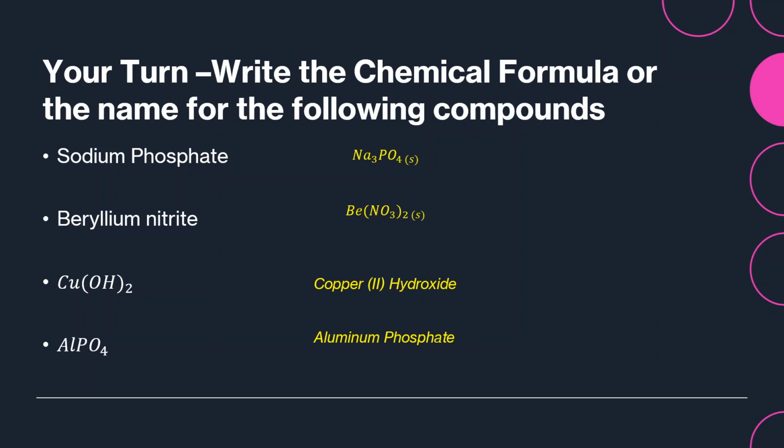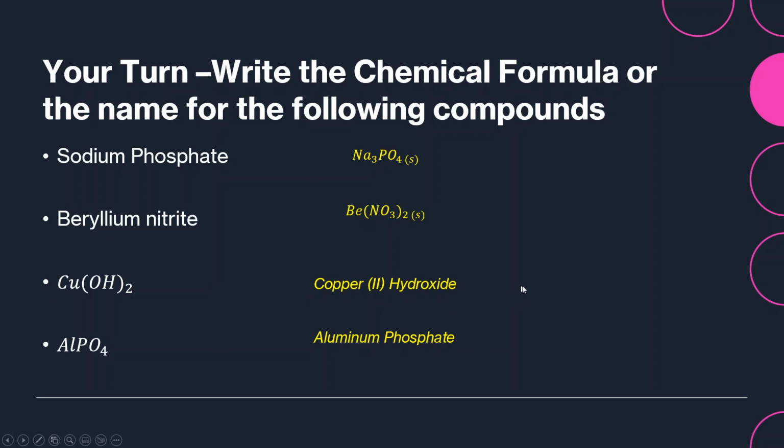So here are the answers for your practice questions. Sodium phosphate is Na3PO4. So we needed 3 sodium to balance that phosphate ion. Beryllium nitrite, and I'm actually just seeing here, I have an error. This is not NO3. This should have been NO2. So if you put NO2 there, that's actually correct. NO3 is nitrate. So this is Be, and then we needed 2 of these nitrites, so that's going to be NO2 instead of NO3 there, and then there's 2 of those.